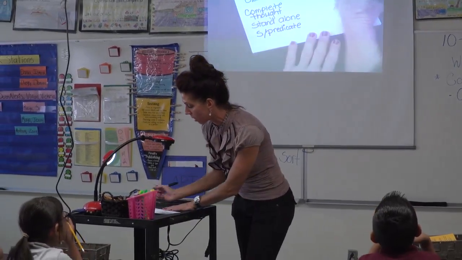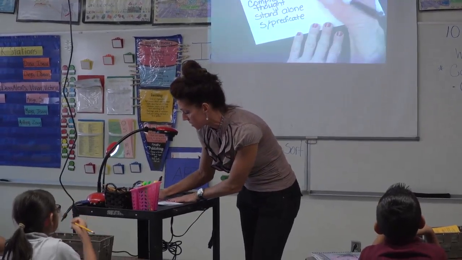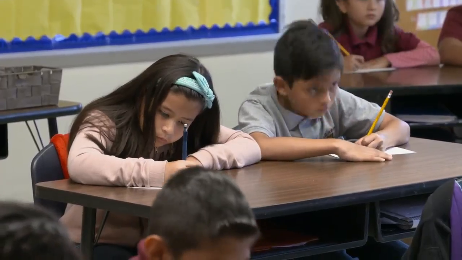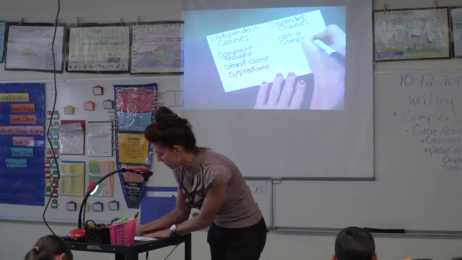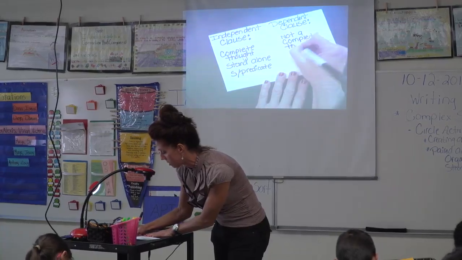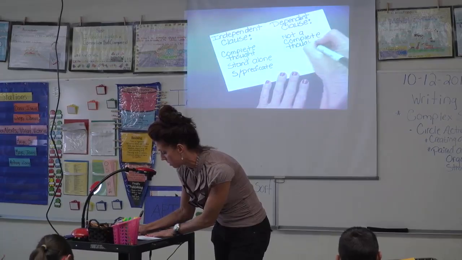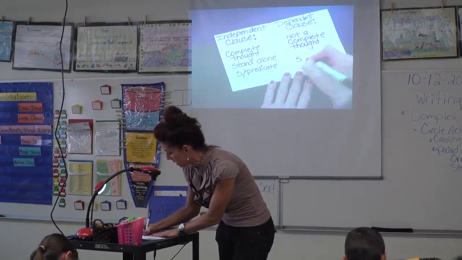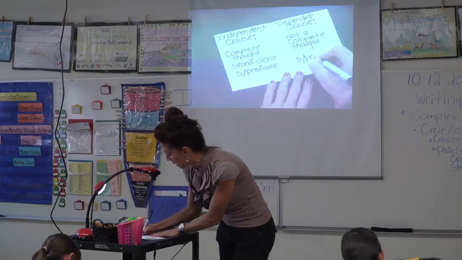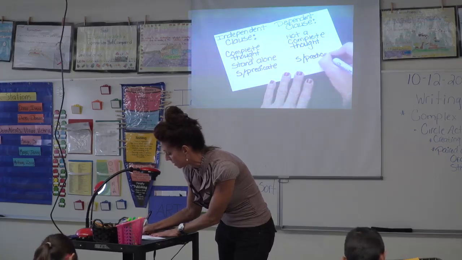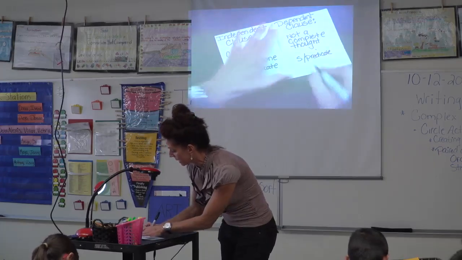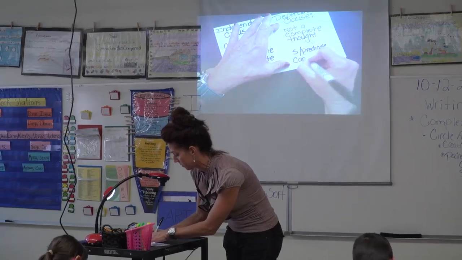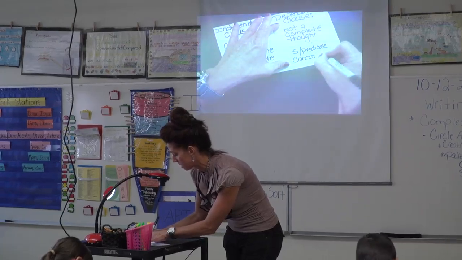So we've got a dependent clause is not a complete thought. Even though it does have a subject and a predicate, it cannot stand by itself. So this one cannot stand alone.